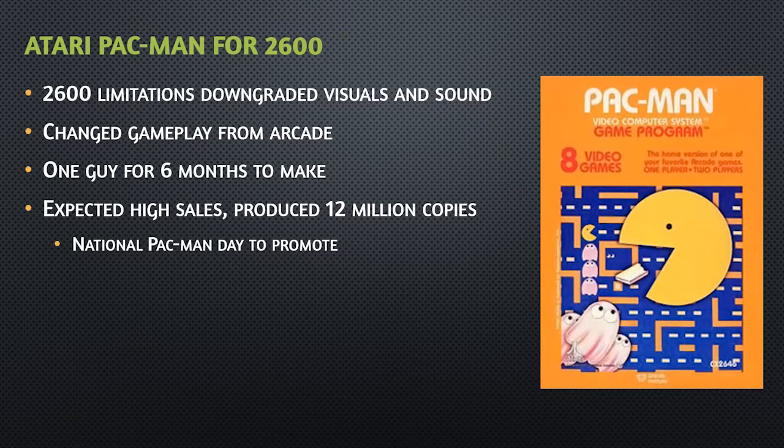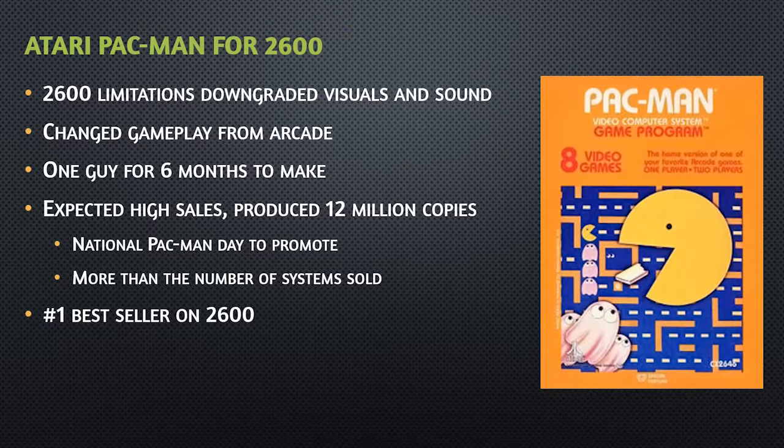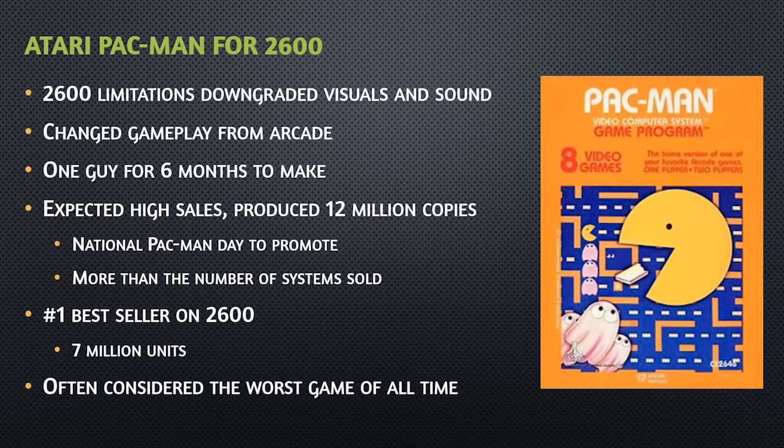And so they produced 12 million cartridges. The problem is there were only 7 million 2600s out there. So they made 5 million more cartridges than there were Atari 2600s. The idea being, hey, we're going to sell a whole lot more of these things. Now it ended up being the number one seller on the 2600. They sold 7 million of their 12 million, but they got stuck with 5 million cartridges, and that was a huge hit for them.